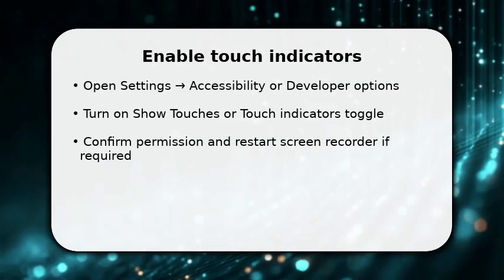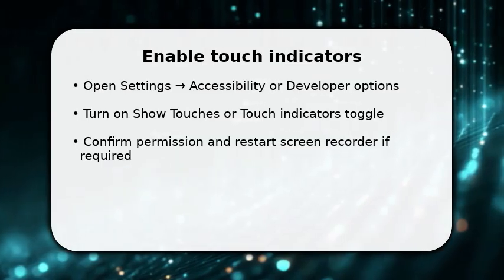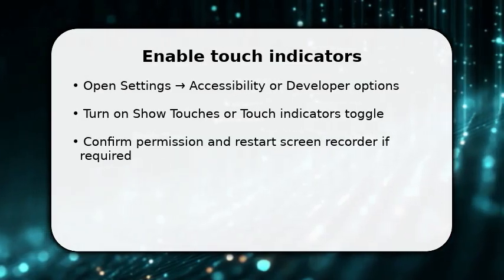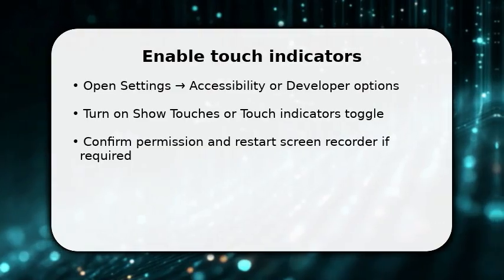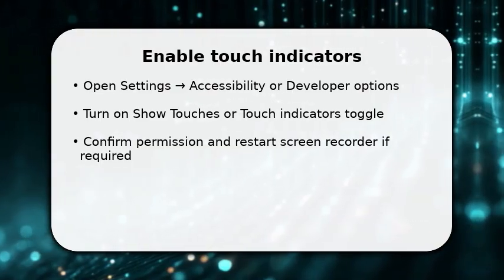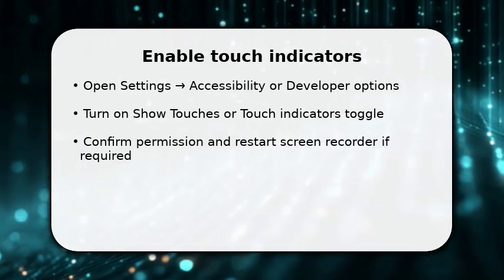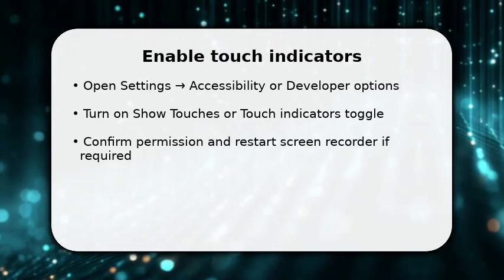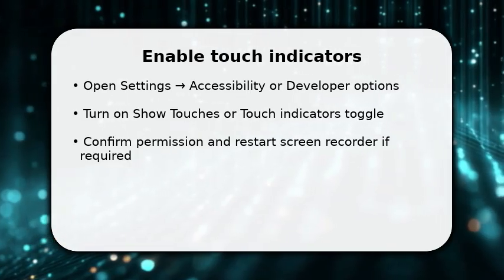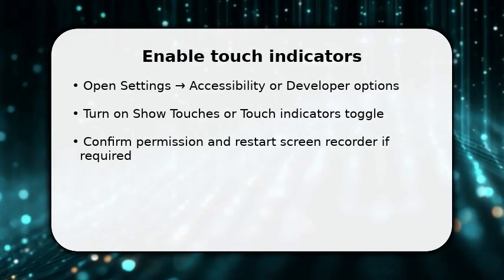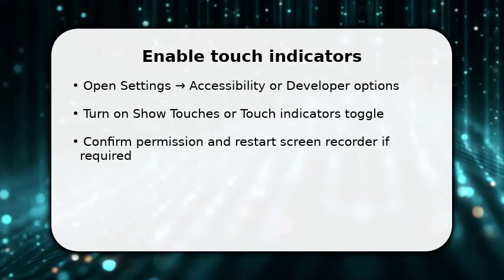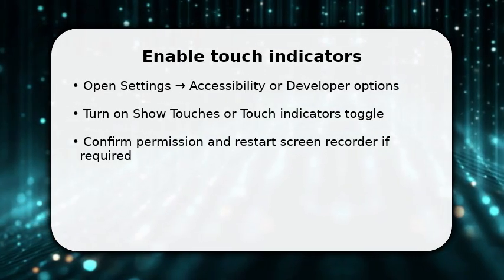You'll start by enabling visible touch feedback so taps register on video. On Android, open Settings and go to Accessibility or Developer Options. On iOS, use Assistive Touch and Screen Recording options. Turn on Show Touches or Touch Indicators and grant any overlay permissions. Once done, test briefly with the camera or a quick screen recording to verify touches appear.